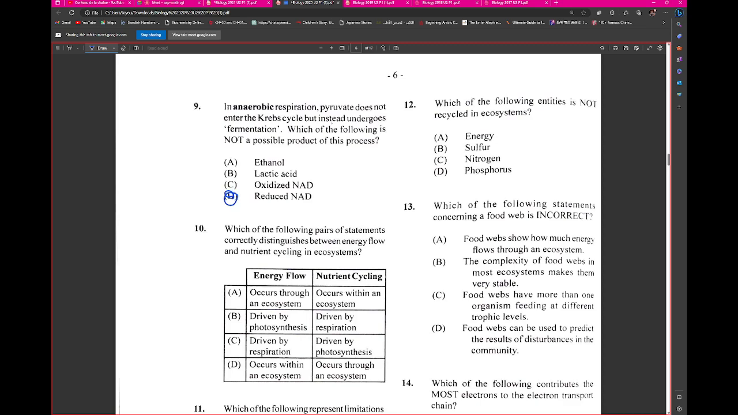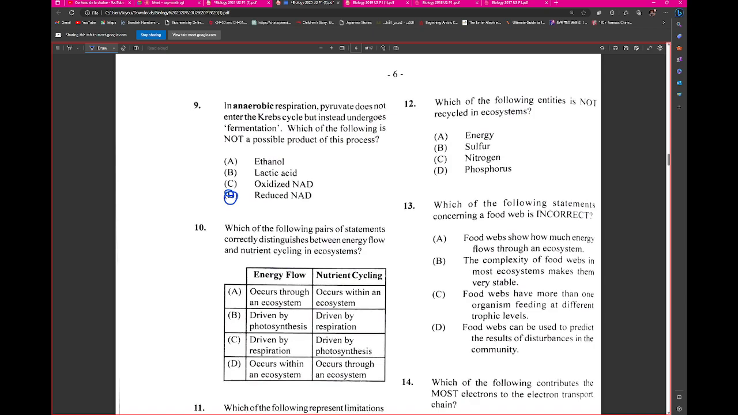Alright, so let me see. Krebs cycle, not possible product of this process. Wait, hold on. Krebs cycle instead undergoes fermentation. So it's in fermentation. Pyruvate does not enter the Krebs cycle. That's true. So, wait, what? Okay, I think that's the best answer.